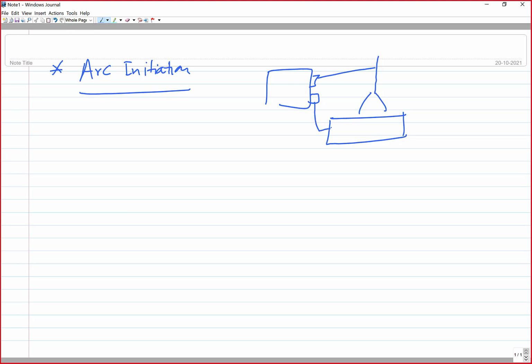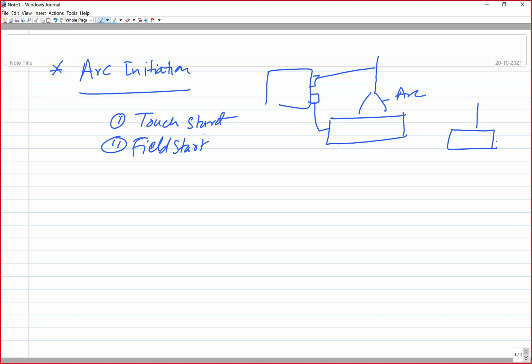So to strike this welding arc, there are basically two methods. One is called the touch start method for arc initiation, and the second is the field start. So in the touch start method, the electrode is brought in contact with the workpiece where the arc is to be struck. Say this is the location.